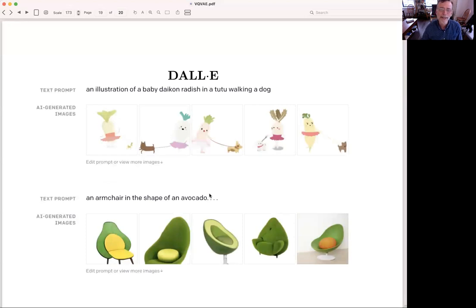And you can get really shocking images. An illustration of a baby daikon radish in a tutu walking a dog. These are different samples of different images generated from that text. And an armchair in the shape of an avocado. Now, these are cherry picked, right? It's not always going to do this well, but the idea that this can be done at all, that it gets any images that are this good, I find really shocking.